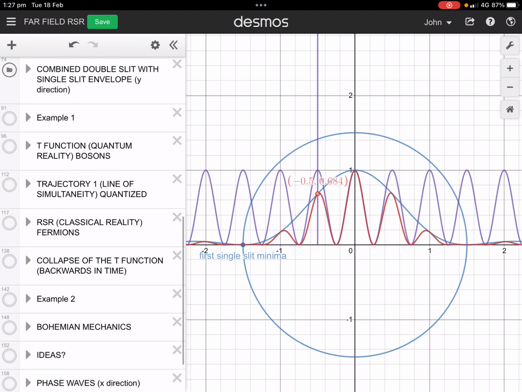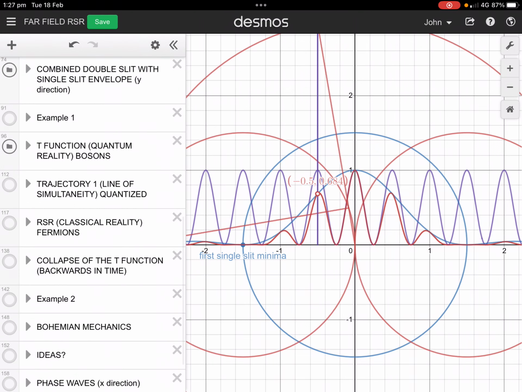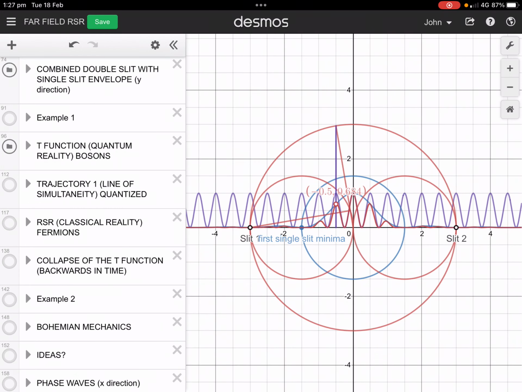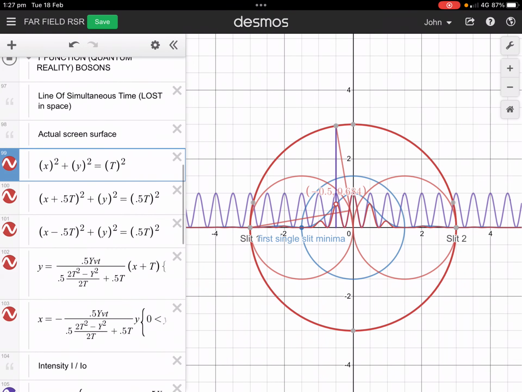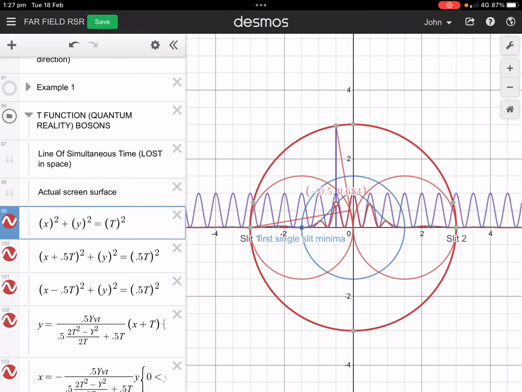Okay, so what's the real answer? I think the t function is going to turn out to be the wave function, and so this is the actual screen. There's nothing outside this t function, and the fringes disappear outside the t function.